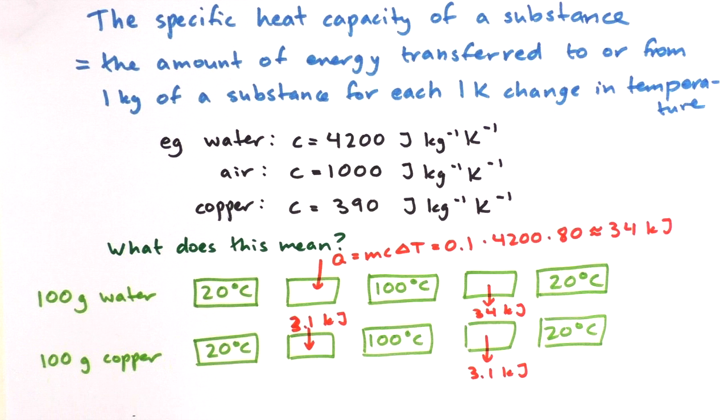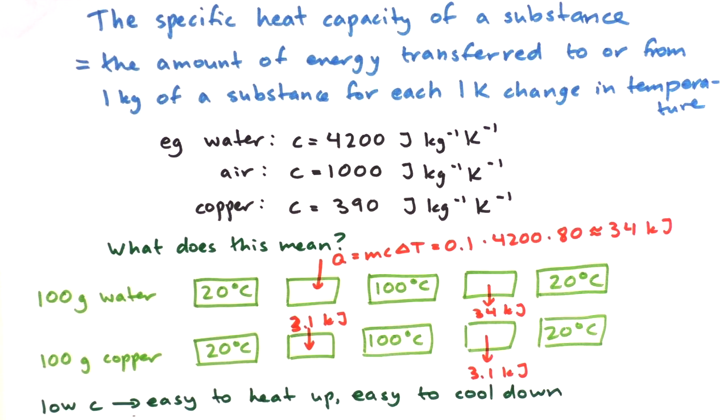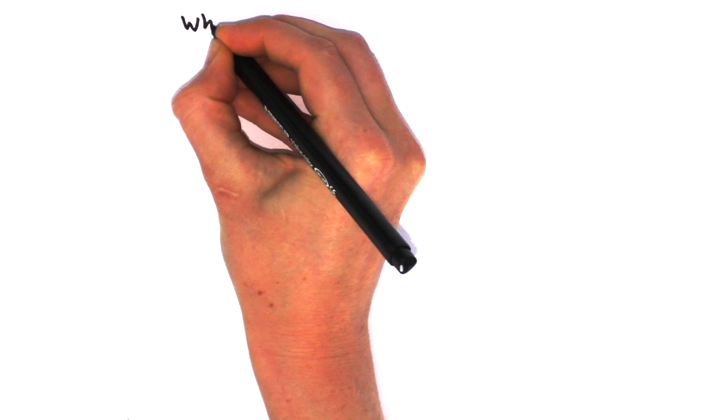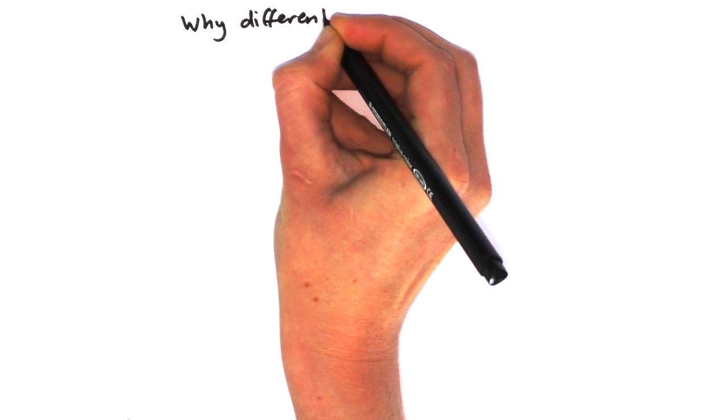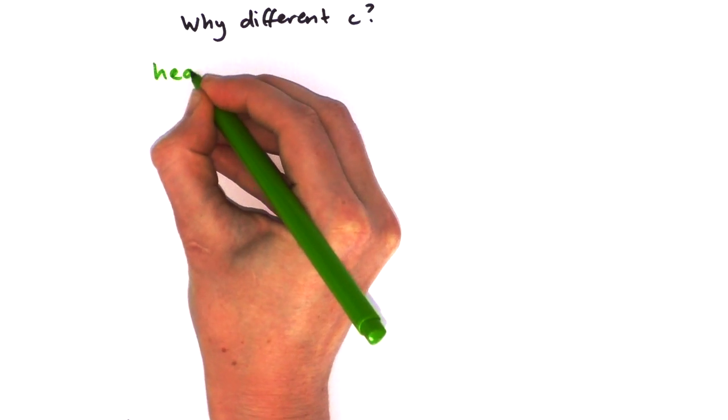So you can see that the material that had a lower specific heat capacity, which was copper, ended up being easy to heat up, but also easy to cool down. And when I say easy, I just mean that less energy is involved. Now, I don't blame you if you're wondering why different materials have different values of specific heat capacity. Is it just there to be annoying?